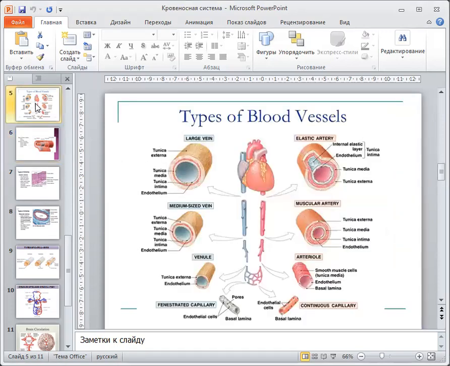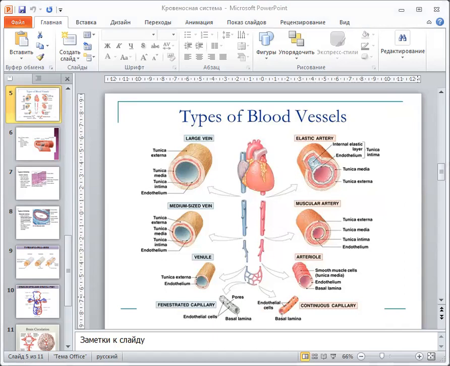Venules. There are three varieties of venules. First, postcapillary venules, from 8 to 30 micrometers in diameter. There are creases and a lot of pericytes. Second, collecting venules, from 30 to 50 micrometers in diameter. There are smooth muscle cells. And third, muscular venules, from 50 to 100 micrometers in diameter. They contain one to two layers of smooth muscle cells.